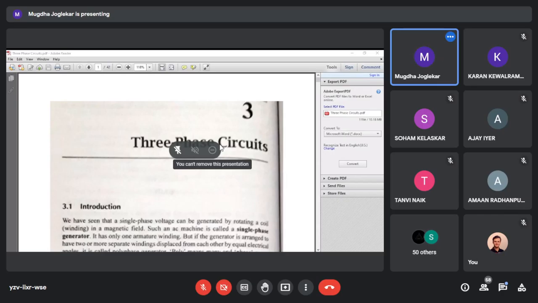Sorry. So we'll just start three phase circuits. Are you remembering what single phase AC circuits and generation of voltage we have seen earlier? We have done it in test 1. Anybody, please tell me how the voltage will be generated in a single phase AC circuit.